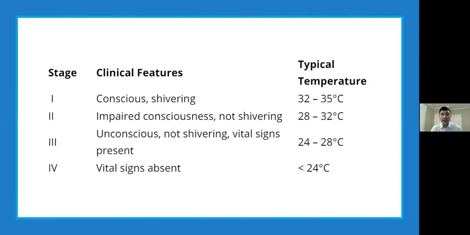The main classification system for hypothermia breaks it down by temperature. These aren't hard, fast rules, but most patients in stage one, between 32 to 35 degrees, are going to be conscious and shivering. In stage two, between 28 to 32 degrees, their level of consciousness may be impaired, and often they'll have stopped shivering at this point. In stage three, between 24 to 28 degrees, most patients are unconscious, but vital signs are usually present, whereas in stage four, below 24 degrees, most patients will be VSA.